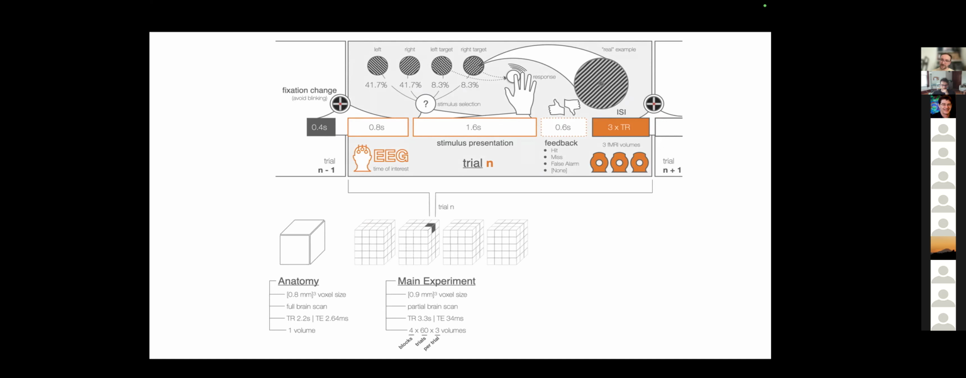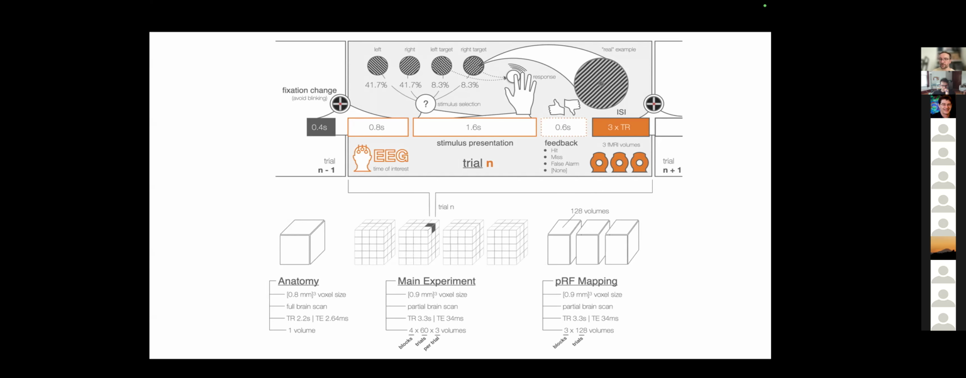The actual functional data was recorded with a resolution of 0.9 millimeters, almost isotropic, not perfectly, but almost. And after that, we also had a perception receptive field mapping with the same sequence, just without the gap. But otherwise, same parameters for this.